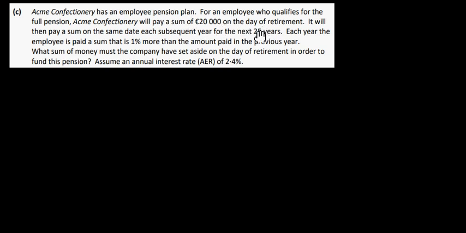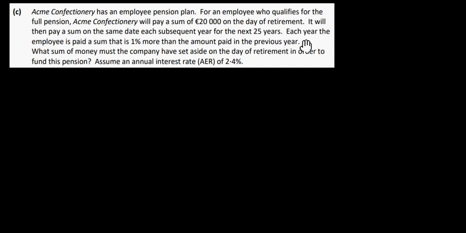For an employee who qualifies for the full pension, Acme Confectionery will pay a sum of 20,000 euros on the day of retirement. It will then pay a sum on the same date each subsequent year for the next 25 years. So on the date of retirement, they'll get 20,000 euros. Then they'll get 20,000 euros the following year, and the following year, and the following year.